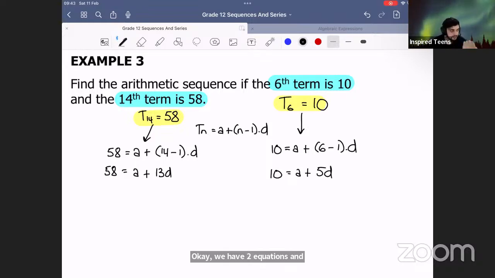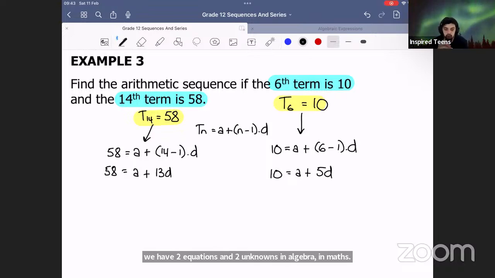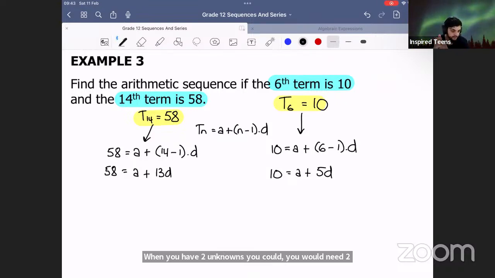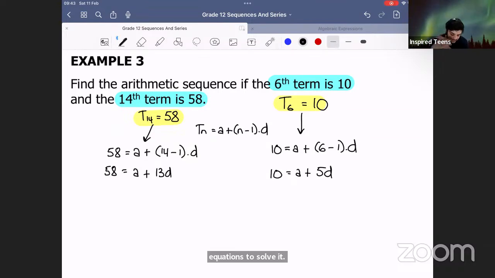In algebra, in maths, when you have one unknown, you could solve it using one equation. When you have 2 unknowns, you would need 2 equations to solve it. So in this case, I have 2 equations with 2 unknowns. This is simultaneous, correct? Yes, this is simultaneous. I'm going to do simultaneous.